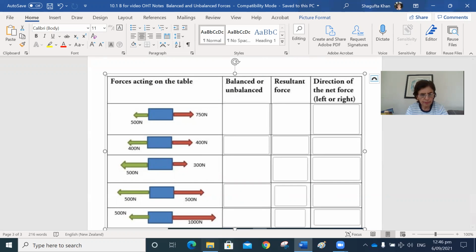And the last one, 1000 Newton and 500 Newton, so forces are unbalanced, the resultant force is 500 Newton, and the direction is to the right. If motion was in this direction, then the object will be accelerating. If this object was moving in the other direction, then it will be decelerating.